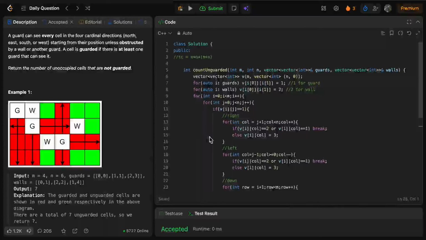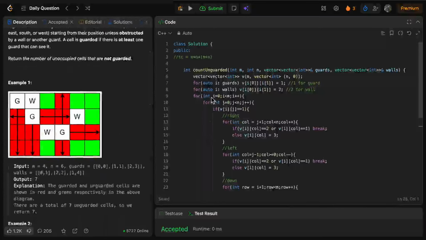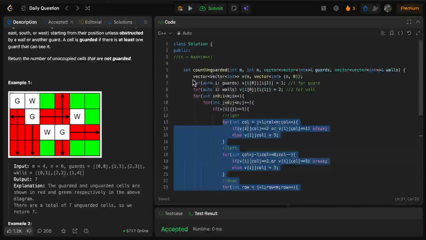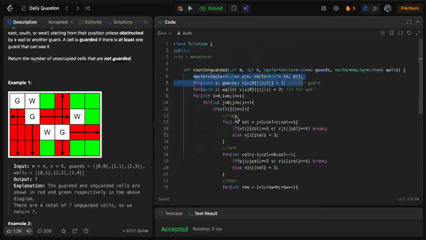The time complexity for this approach: we traverse m cross n cells, and each guard check takes approximately m plus n. So the overall time complexity will be O of m cross n times m plus n, and the space complexity will be O of m cross n because we are making this grid. So this was the solution for this problem. Thank you.